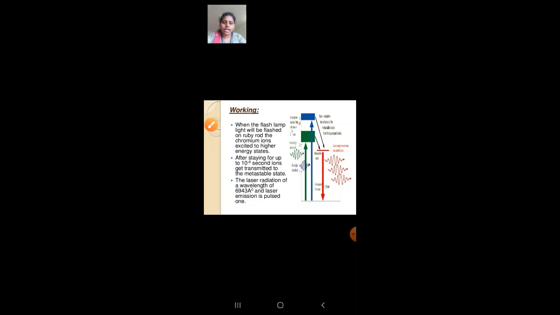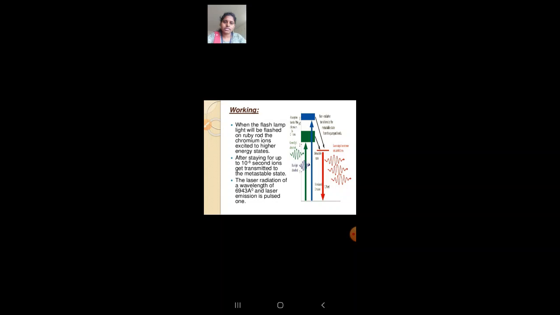When the flash lamp light flashes on the ruby rod, the chromium ions are excited to a higher energy state, and after staying for up to 10 to the power of minus 8 seconds, the ions get transferred to the metastable state. And third, laser radiation of wavelength 6943 angstroms, and the laser emission is pulsed. So this is not a continuous process. This is a pulsed process.